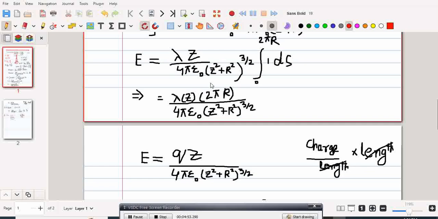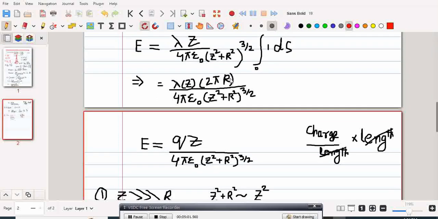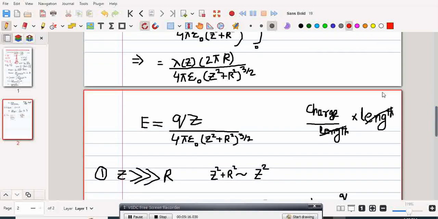So with this, lambda times 2 pi r gives you the charge on the ring, and the charge on the ring is taken as q. So we are left with lambda 2 pi r becoming q. So the electric field due to a ring of charge becomes qz over 4 pi epsilon naught into (z square plus r square) whole power 3 over 2. So this is the expression for the electric field due to a ring of charges or the line of charges.